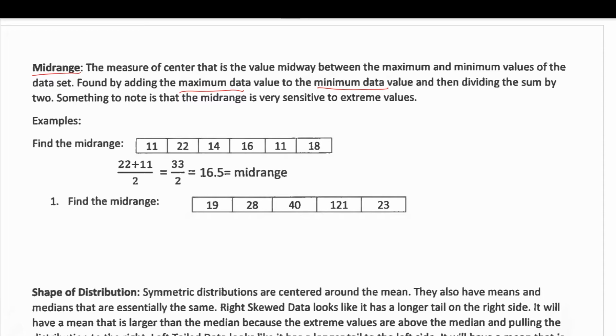In this particular example, the minimum value that I see here is 11, even though it shows up twice. Well, it's still the minimum value. The maximum value that I see here is 22. We're going to add them up and divide by 2. 33 divided by 2 is 16.5, and that is the mid-range. Go ahead and pause the video and find the mid-range for this data set.